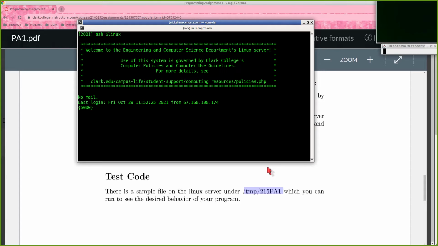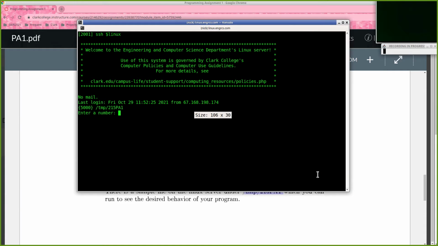So let's hop in there. And if you do /temp/215 PA1, it says enter a number. So somebody give me your favorite number. 23. So the factors are 1. 23 is prime, the sum of all factors is 1, and 23 is sad. Prime numbers are always sad.